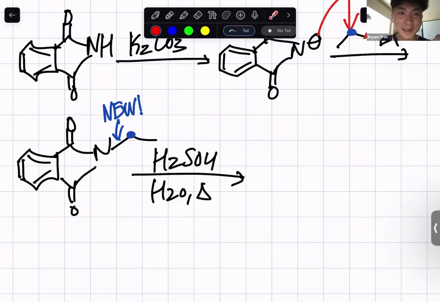Nice. But if this was a predicted product problem, I don't recommend doing the whole mechanism. I recommend just getting straight to the product because that's going to give you the points, not the mechanism. So here's what I would do.